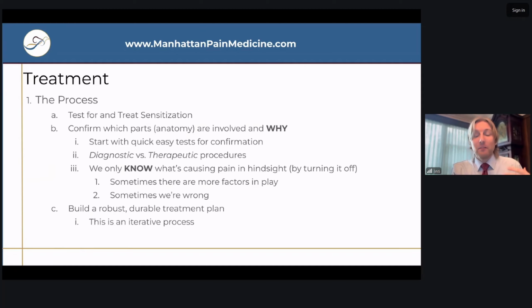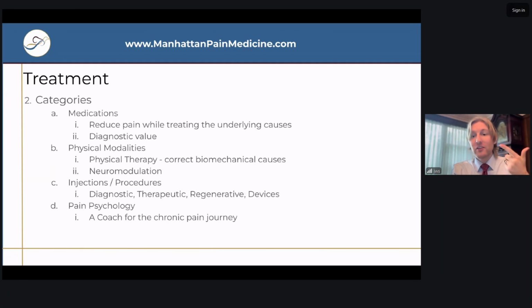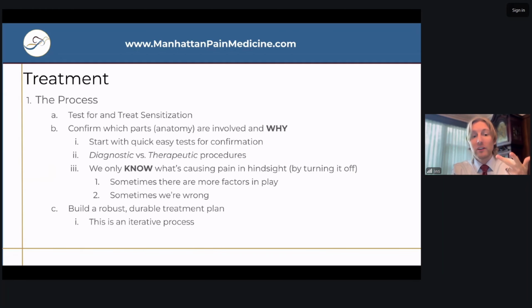So testing for treating sensitization first, whether it's neurologic sensitization, inflammatory sensitization, or psychological sensitization. And then, of course, in treatment, this is when we're actually getting the confirmation of which parts are involved, how and why. And this is something I spoke about a little bit with the steroid example versus the local anesthetic.